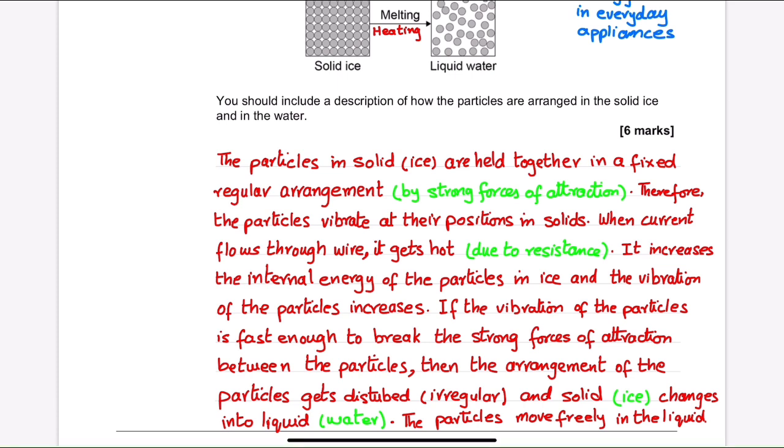The particles in solid ice are held together in a fixed regular arrangement, as shown in figure number 7, by a strong force of attraction between them. Therefore, the particles vibrate at their positions in the solid. When the current flows through the wire or the heating element, it gets hotter due to the resistance of the element. It increases the internal energy of the particles in the ice, and the vibration of the particles increases.